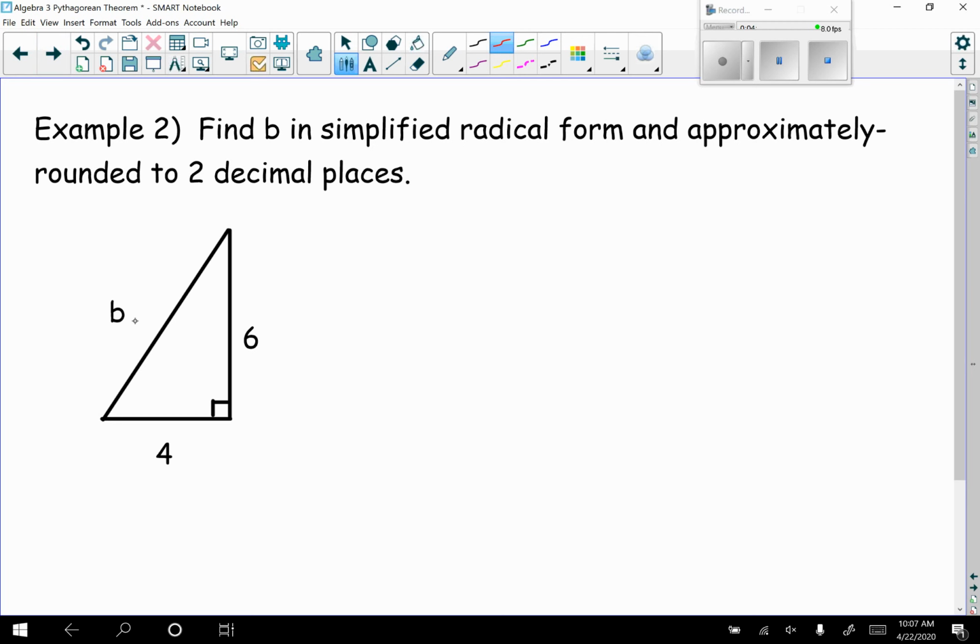All right, looking at the second example here, side B, which is the hypotenuse. So remember, it's opposite or across from. So this is our hypotenuse. Remember, it's not always going to be C. We might not even see A, B, and C. We could see an X, Y, and Z, or an R, S, and T.